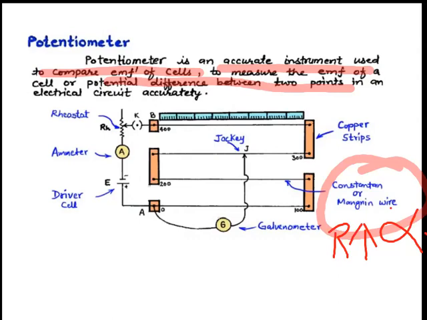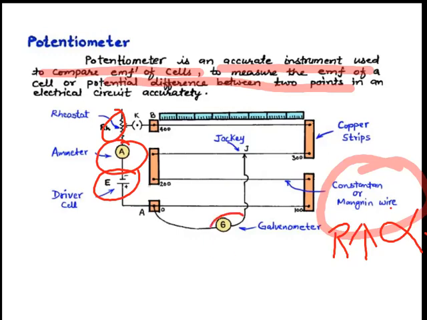Now you can see here a rheostat is connected. We know a rheostat is a variable resistance. With the help of the rheostat, we can control the current flowing in the potentiometer. Next, an ammeter. We know it will measure the current flowing in the circuit. Here we have connected a driver cell. Why is it called a driver cell? Because this cell is going to drive the current in the circuit. Because of this cell, the current is going to flow in the circuit, right?